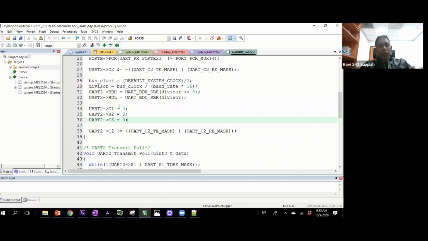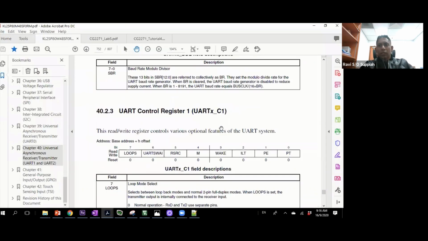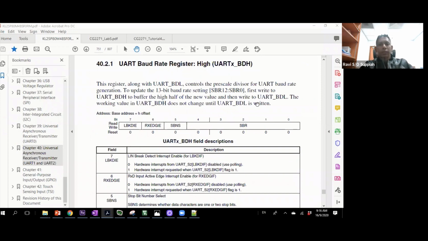Can you all go and have a look at C1, S2, and C3 and see why we set them to 0? Or do we need to set them to something else? Look at the C1 register, the S2 register and the C3 register. Let me look at the C1 register first.